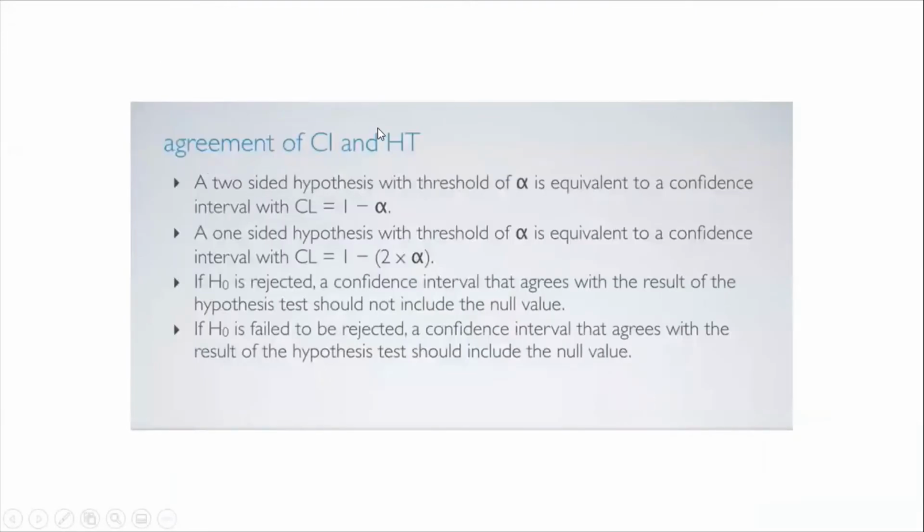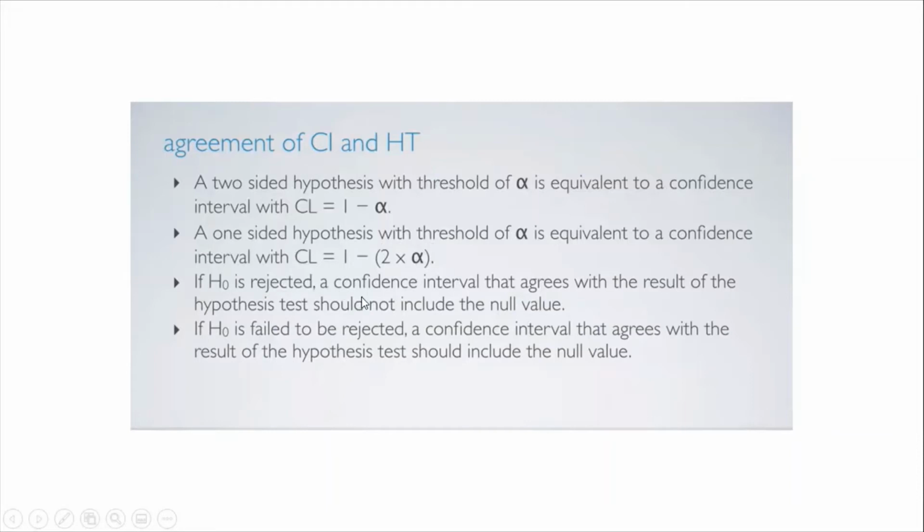Agreement between confidence interval and hypothesis test. You can see the relationship between the significance level alpha and the confidence level, which is 1 minus alpha, and also type 2 error, which is beta, and the power, which is 1 minus beta. So a two-sided hypothesis test with threshold alpha corresponds to a confidence level of 1 minus alpha. For one-sided, the confidence level should be equal to 1 minus 2 multiplied by alpha.